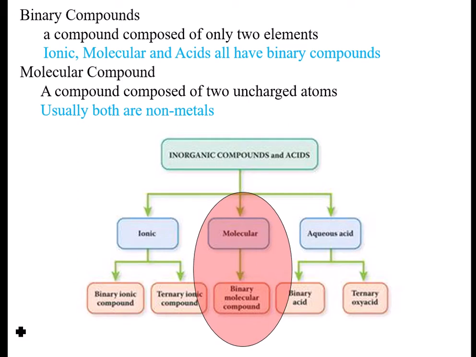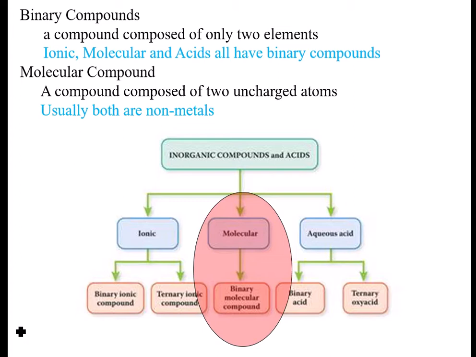The second class of compound that we're going to be looking at is molecular compounds. But before we do that, we need to define binary compounds. A binary compound is a compound composed of only two elements, hence the binary. But they can be ionic, molecular, or acids. All the molecular compounds that we're going to be naming are in fact binary.